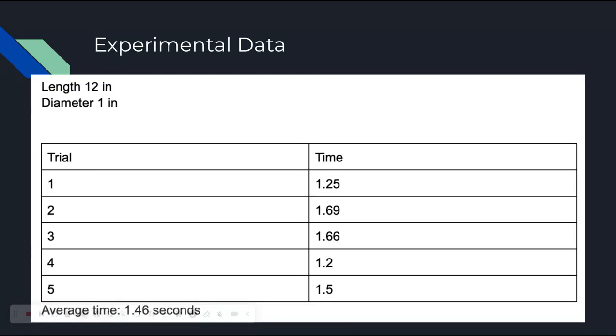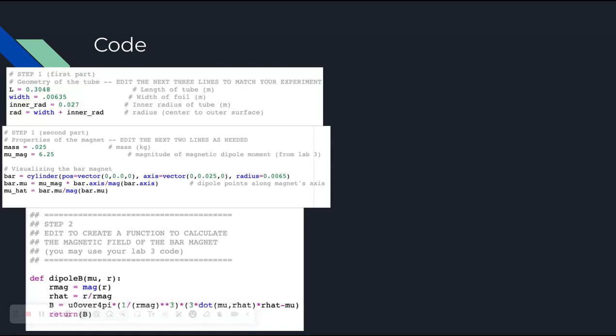So here's our experimental data. As you can see, on average, it took 1.46 seconds for our little bar magnet to fall all the way through the tube. So here's the code that we used to achieve this. As you can see, these are just the physical properties of our setup. And then we have dipole B, which is just the equation of a dipole with our mu and our r.